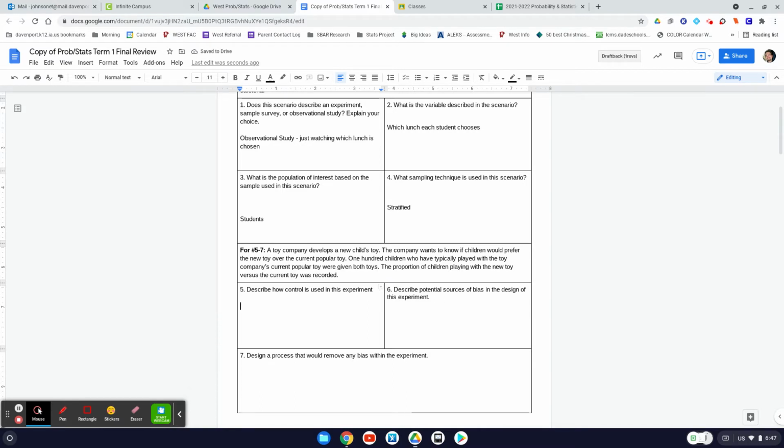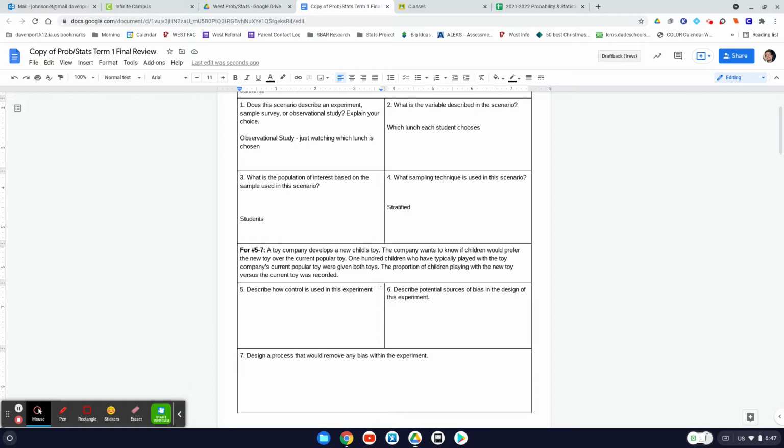For 5 through 7, a toy company develops a new child's toy. The company wants to know if children would prefer the new toy over the current popular toy. 100 children who have typically played with toy company's current popular toy were chosen and given both toys. The proportion of children playing with the new toy versus the current toy was recorded.